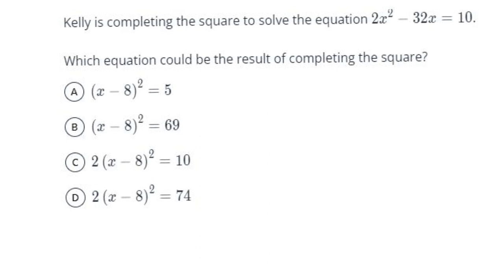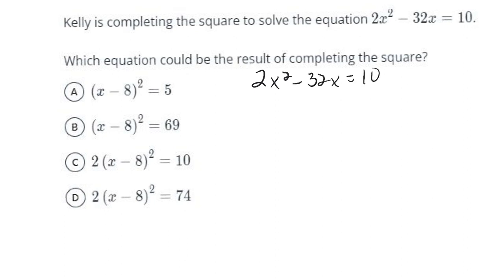And if you look at your answer choices, you see that we're not going to finish this problem all the way. We're going to bring it to a certain point, and then we're going to pick the appropriate equation. So let's start. We know we have 2x squared minus 32x equals 10.